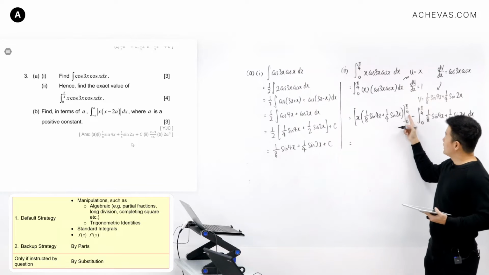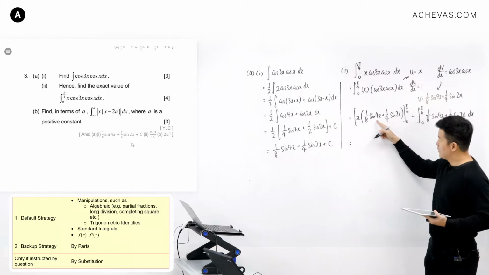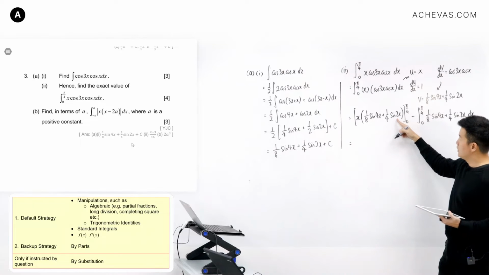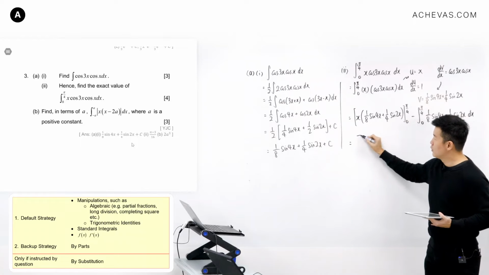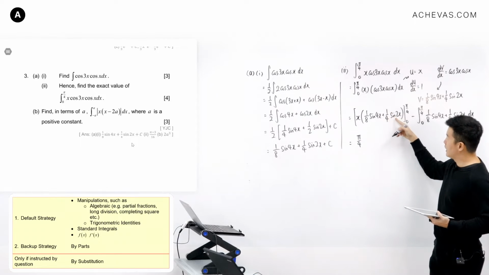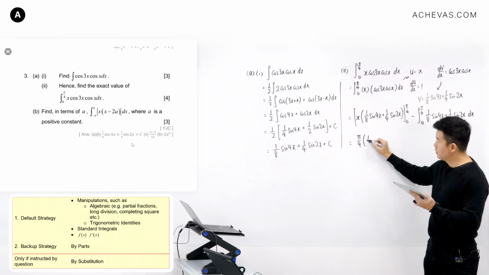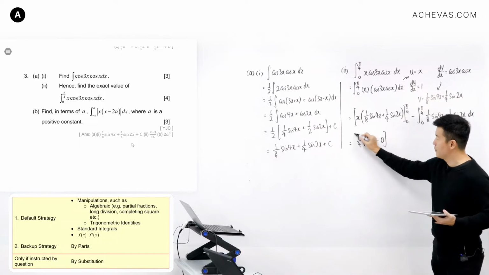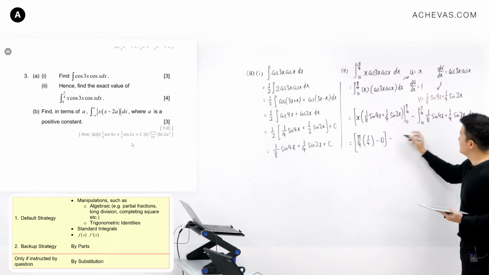So if I were to sub pi over 4 in, we're going to have a sine pi. Sine pi is 0. If I were to sub pi over 4 into here, we are going to have a sine pi over 2, which is 1. So it will be pi over 4, 0 plus 1 over 4 times 1. So pi over 4 multiplied by 1 over 4. Subbing 0 in is still going to be getting us a 0. So I have this. Minus away this.